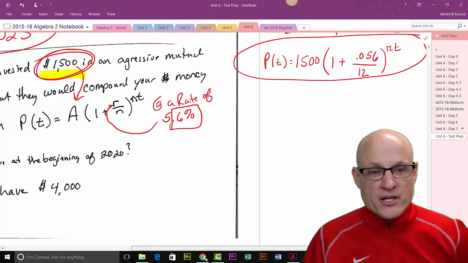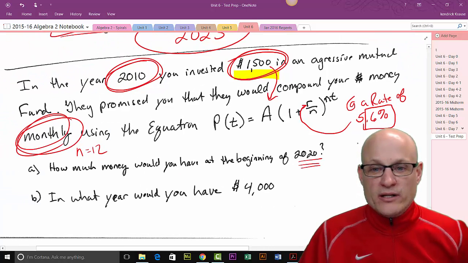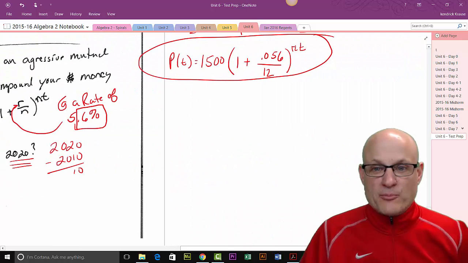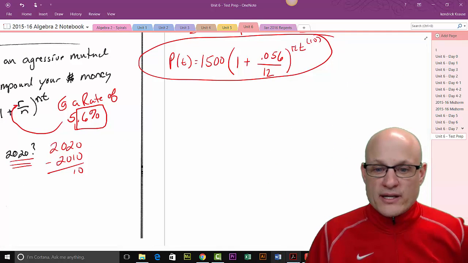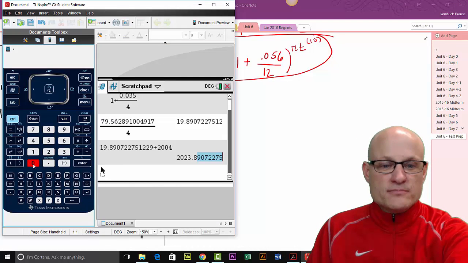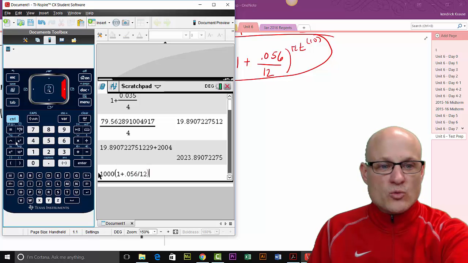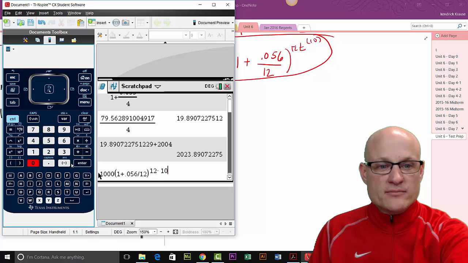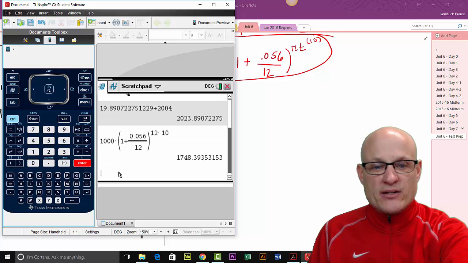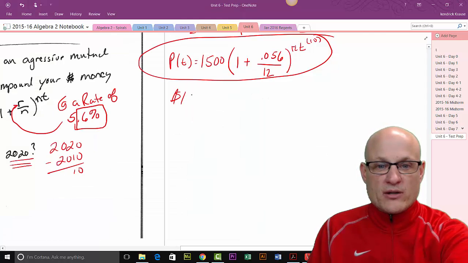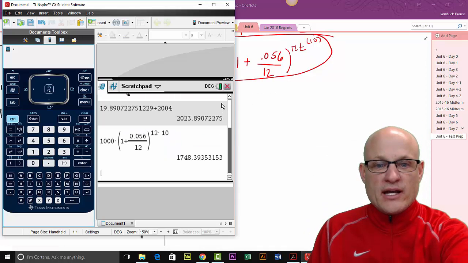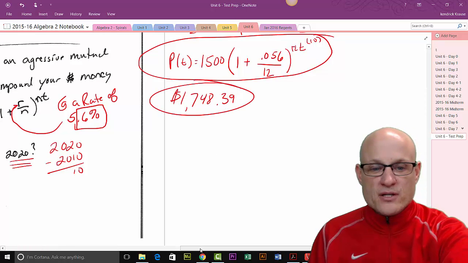Problem 1 says, how much money would I have at the beginning of 2020? If I take 2020 and I subtract off 2010, that means 10 years has passed. So I'm going to plug a 10 in here. So go to my calculator, and I go 1,500, parentheses, 1 plus 0.056 divided by 12, raised to the 12 times 10. $1,748.39. There it is.